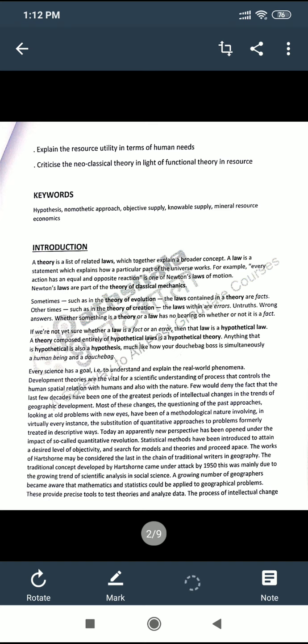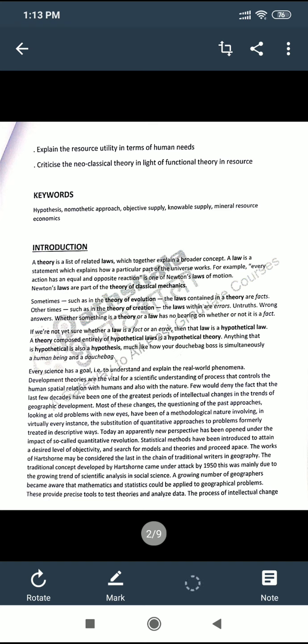Introduction. A theory is a list of related laws which together explain a broader concept. A law is a statement which explains how a particular part of the universe works. For example, "every action has an equal and opposite reaction" is one of Newton's laws of motion. Newton's laws are a part of the theory of classical mechanics.